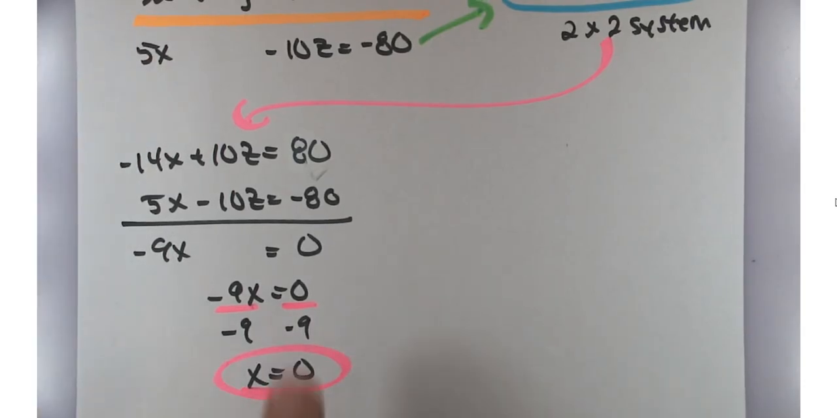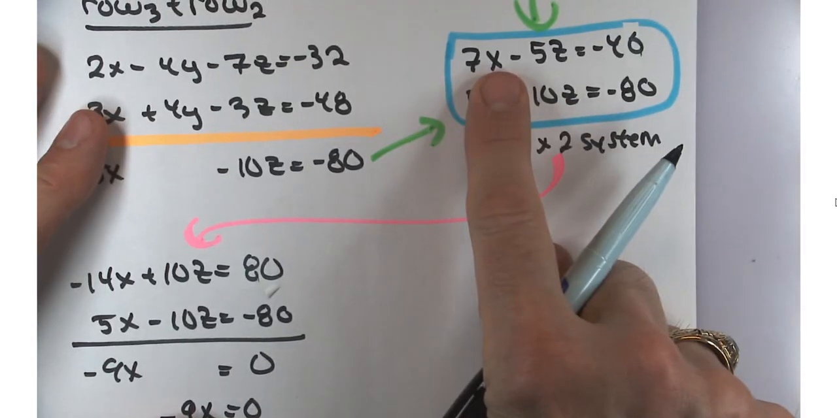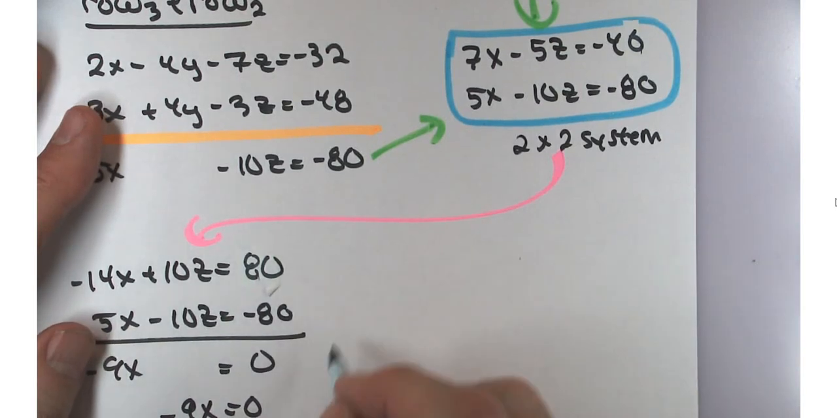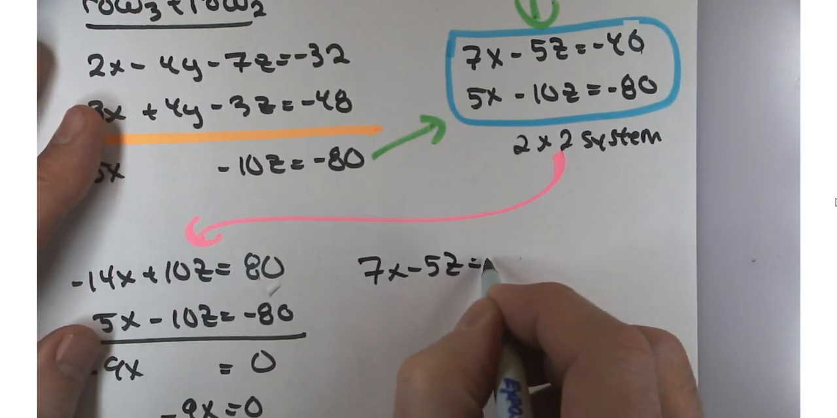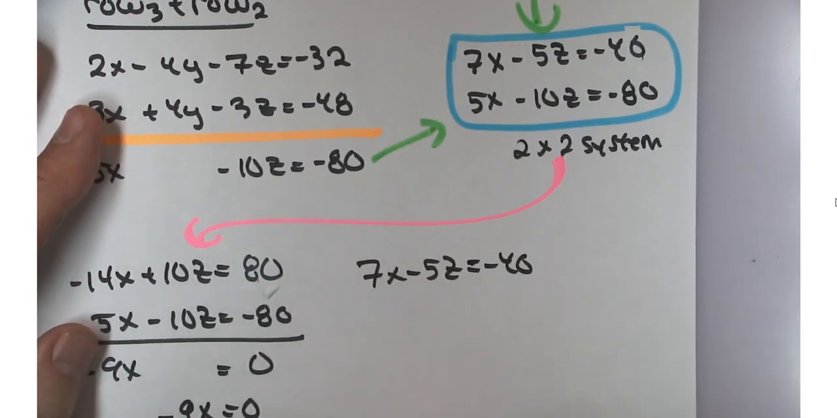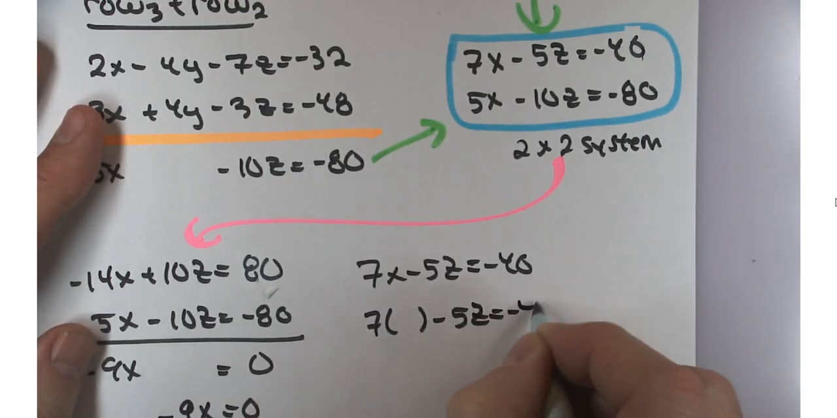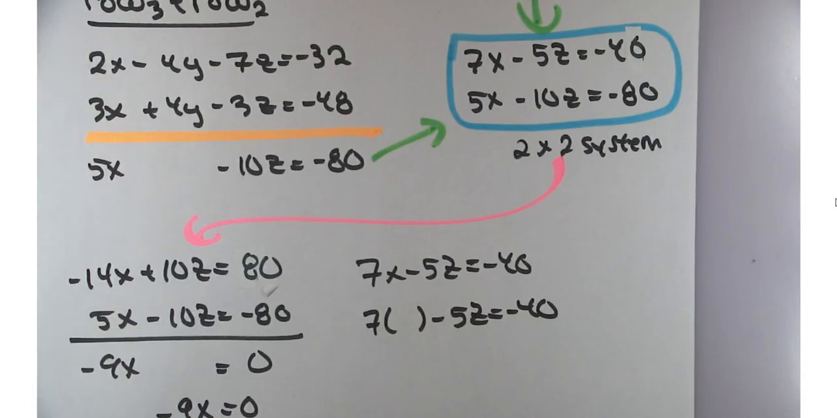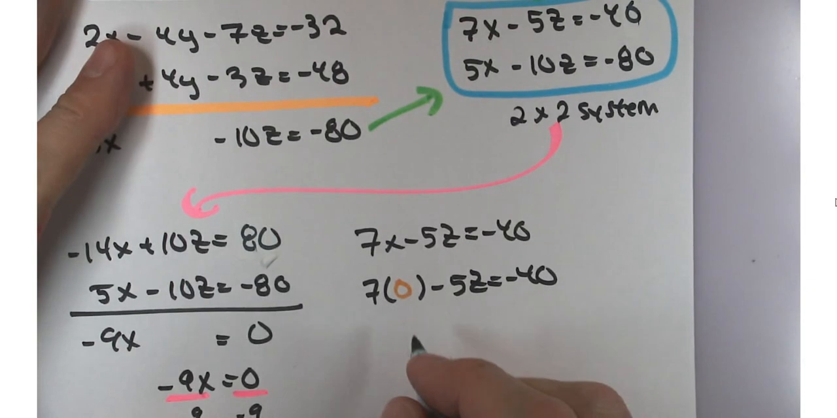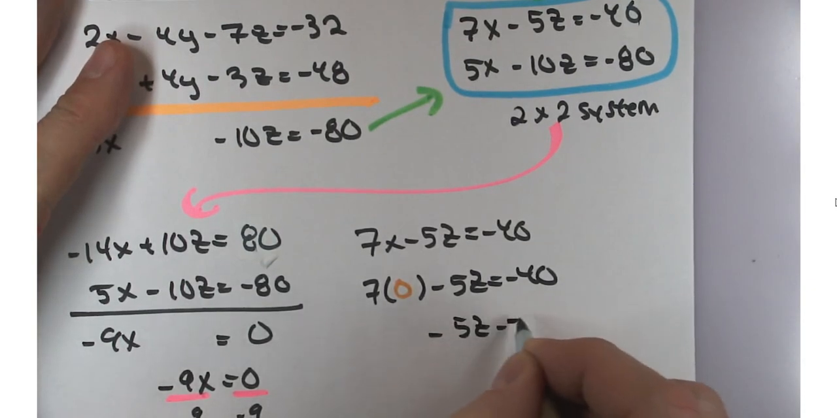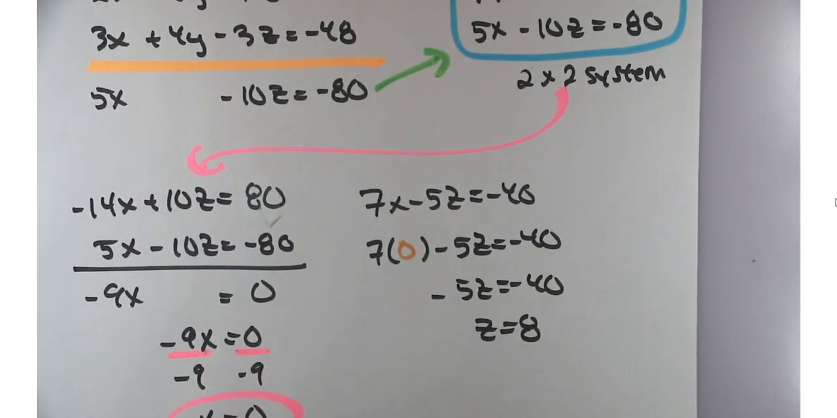If x equals 0, I can plug that into one of these other equations. Let me plug it in here. So 7x minus 5z equals -40. I'll plug that in. You get 7 times 0 minus 5z equals -40. -5z equals -40. Gives me z equals 8. So 2 down, 1 to go.